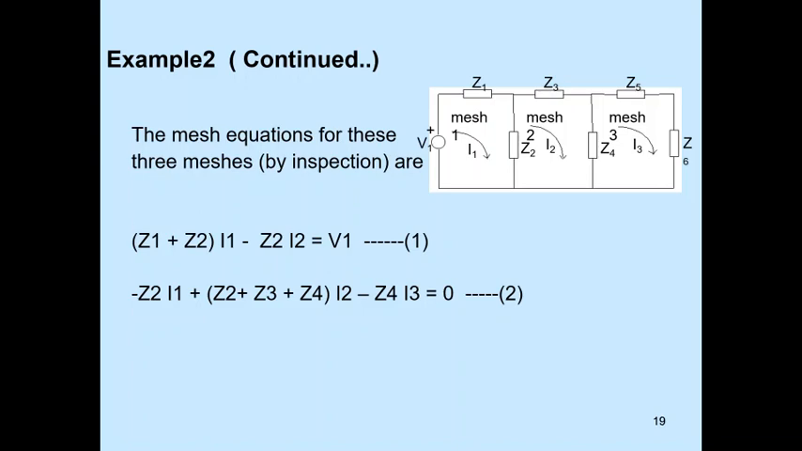And the third mesh equation is minus Z4 into I2. There is no connection between mesh 1 and mesh 3, so the first term is 0, that is, the I1 mesh current term is 0. And the second one is minus Z4 into I2 plus Z4 plus Z5 plus Z6 into I3 is equal to 0. These are the 3 mesh equations. Now we can write it in matrix form for this example.